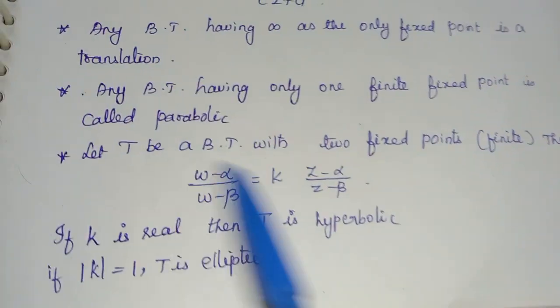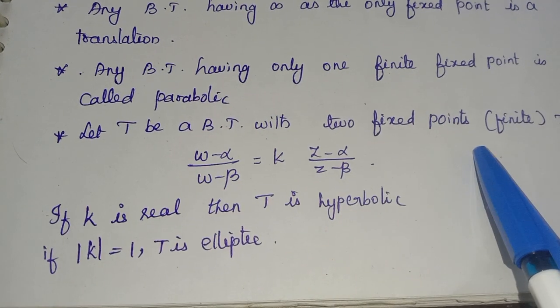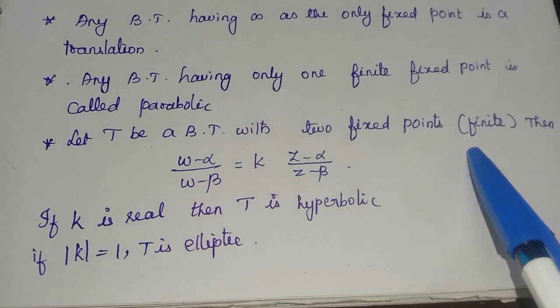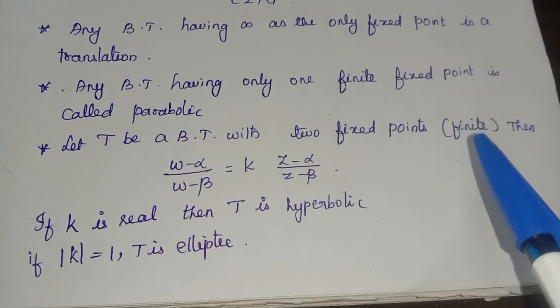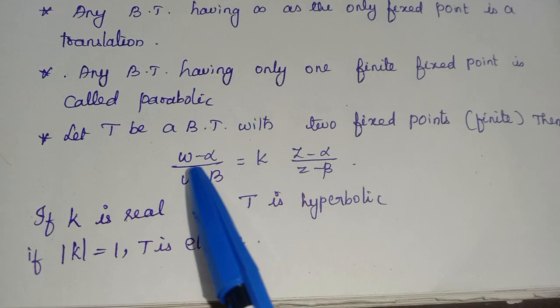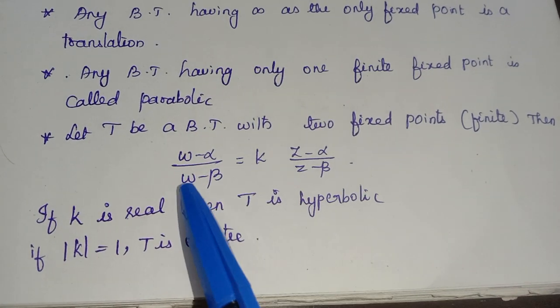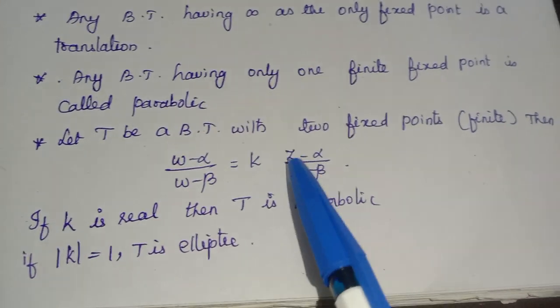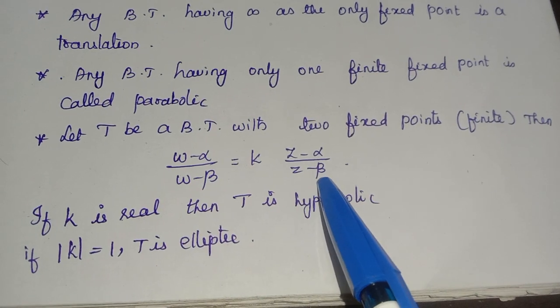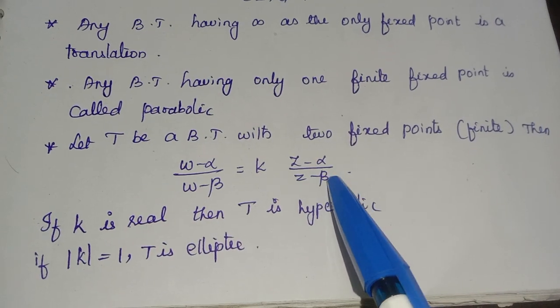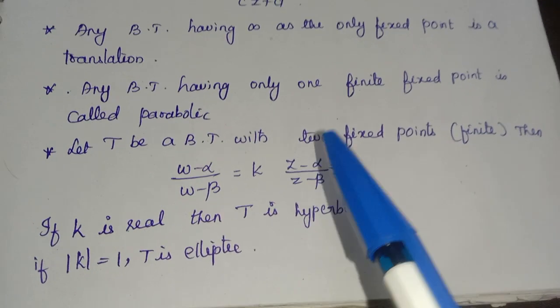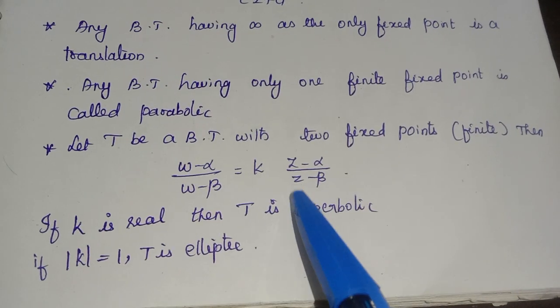Okay, if my bilinear transformation has two fixed points that are finite, both are finite. In that case, you write the bilinear transformation in this form: (W minus alpha) by (W minus beta) equal to K into (Z minus alpha) by (Z minus beta). What are these alpha and beta? They are fixed points. That is, alpha is mapped to alpha and beta is mapped to beta.